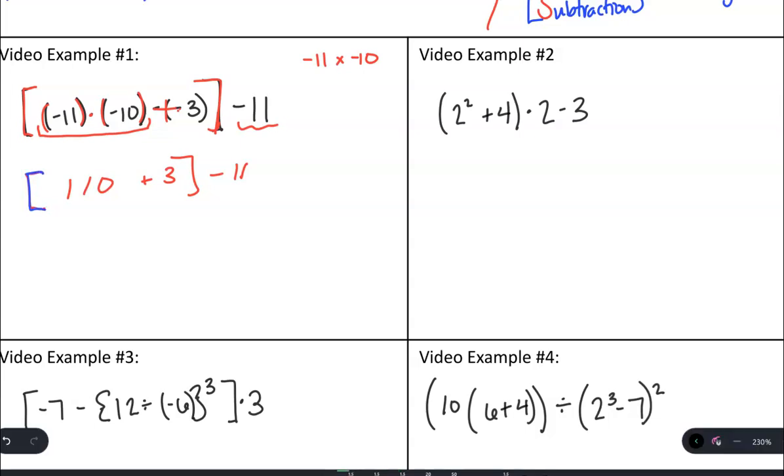So we still have stuff going on inside of some grouping symbols. Let's go ahead and add that together. That would give us 113, and then we still have that -11. And our final answer would be to subtract those, and we get 102.